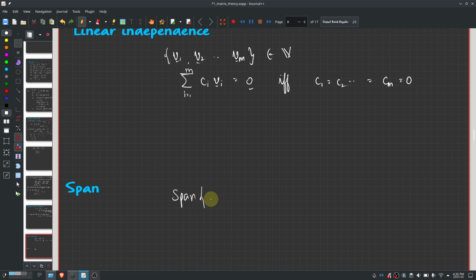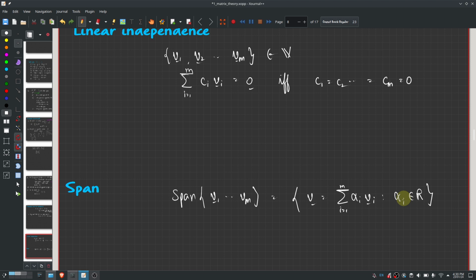So the span of some set v1 through vm is simply the set of all vectors v that can be written as summation i equal to 1 to m alpha_i v_i for alpha_i in R. Right? Set of all possible linear combinations is called the span. Does this form a vector space? Yes, it does form a vector space.